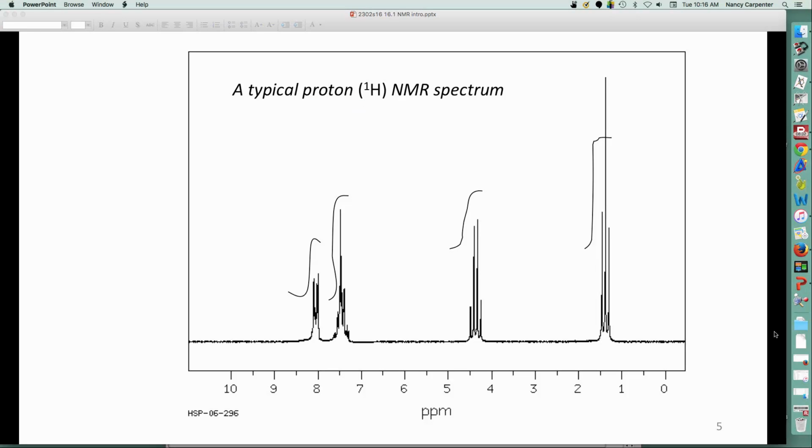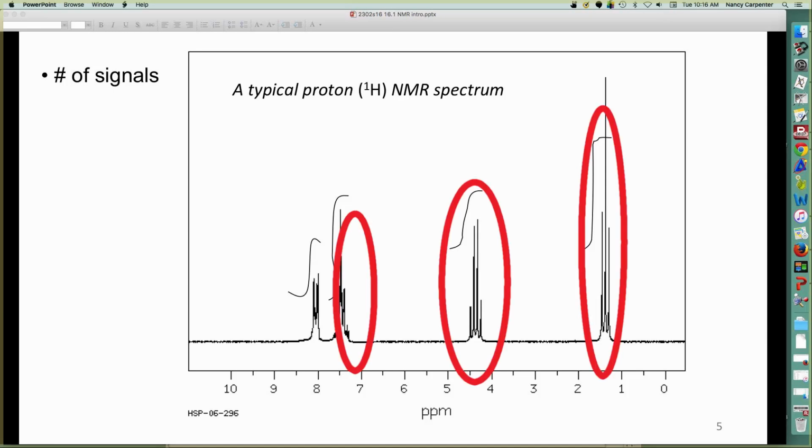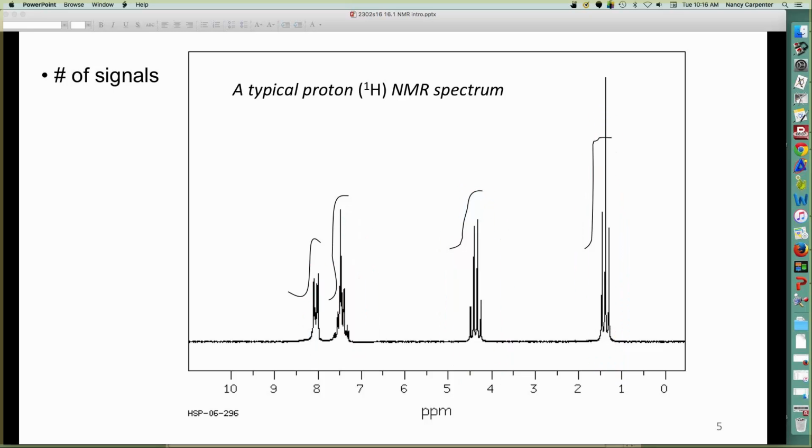All right, so what do we see in a typical proton NMR spectrum? Well, some of this will be a little redundant from last semester, but number one, the number of signals that we see tells us how many different types of hydrogens there are in the molecule. So when we look at the spectrum, we can see that there are 4 different sets of hydrogens. Where those signals show up, around 1, around 4, around 7, and around 8, is diagnostic. It tells the practitioner immediately what kind of environment those hydrogens are in.